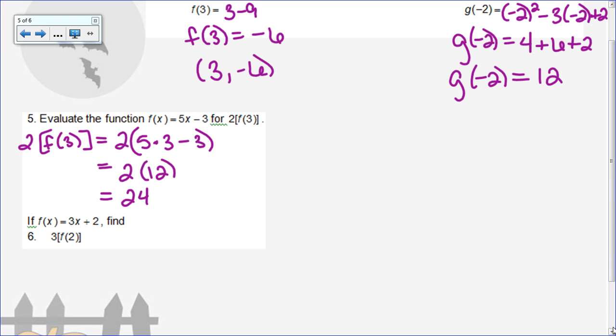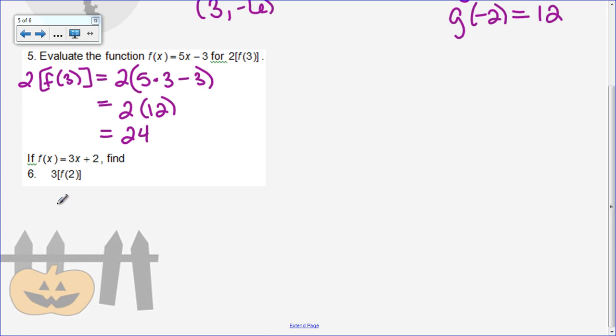So let's try number 6. It's the same kind of problem, except this time they want us to find 3 times f of 2. So when I do that, I'm going to do 3 times, and I'm going to plug in 2 into this. So I have 3 times 2 plus 2. Order of operations, we'll solve that first. 3 times 2 is 6, plus 2 is 8, and 3 times 8 is 24.